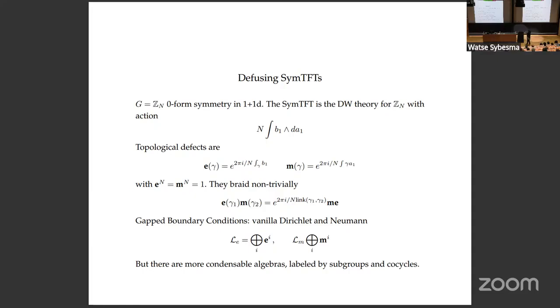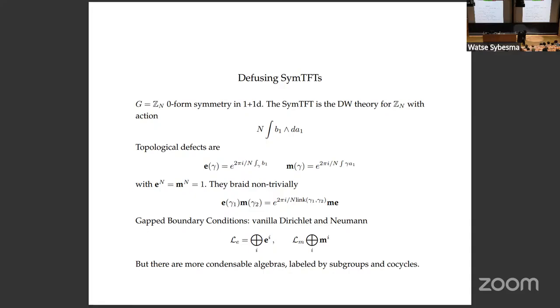So if I have a Zn zero-form symmetry in 1+1D, so for example Z2 in some two-dimensional QFT of your liking, then the SymTFT is basically just a Dijkgraaf-Witten theory for Zn. So it has background fields B1 and the dual field A1. And there are topological defects, which are just the holonomies of B1 and A1. But because of this BF term, they will braid non-trivially.